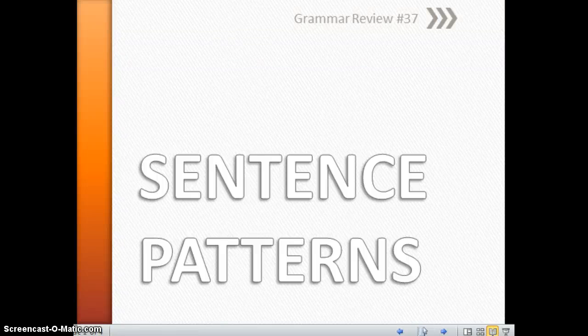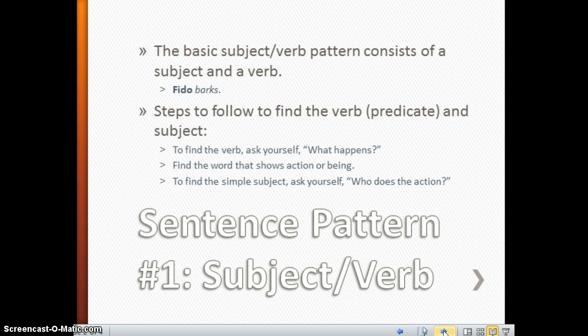We're going to move on to sentence patterns. All this means is that there are certain patterns that you can find within sentences, and most sentences fall within one of these patterns. The first one that we're going to look at is a subject-verb pattern.